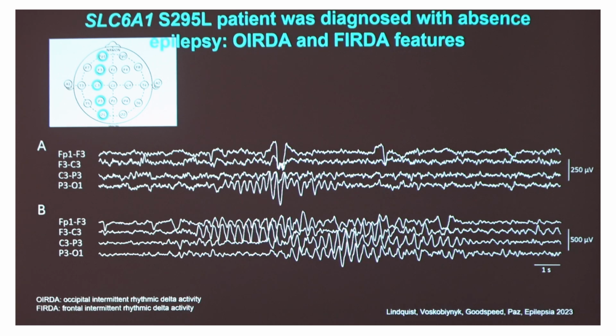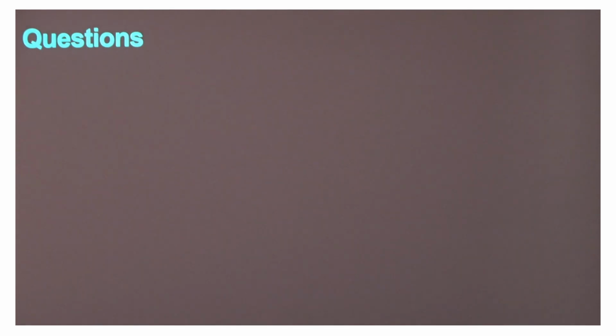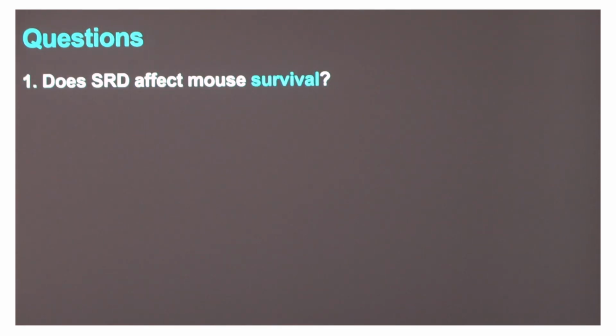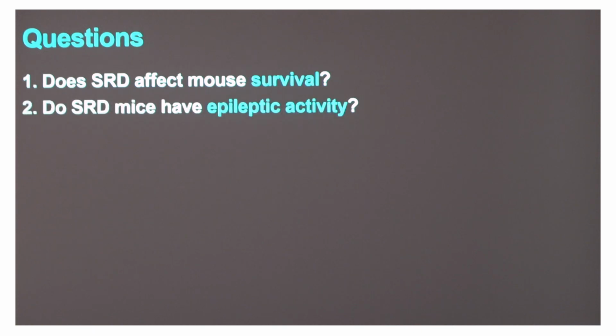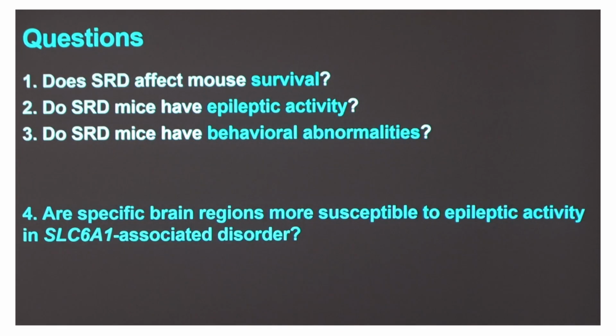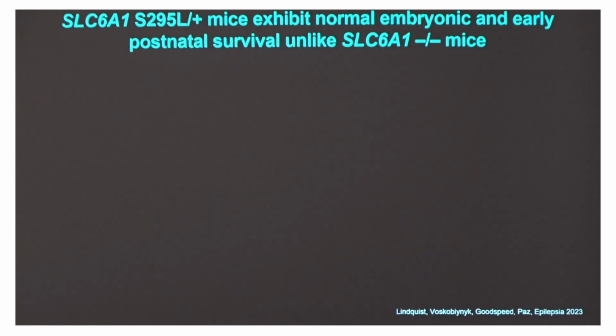So what happens in preclinical mouse models with SLC6A1 mutation? When talking about preclinical mouse models, we're talking about mouse survival, epileptic activity, and behavioral abnormalities. The main question that we want to answer is, are specific brain regions more susceptible to epileptic activity in SLC6A1 associated disorder? So I'll start with the first one.